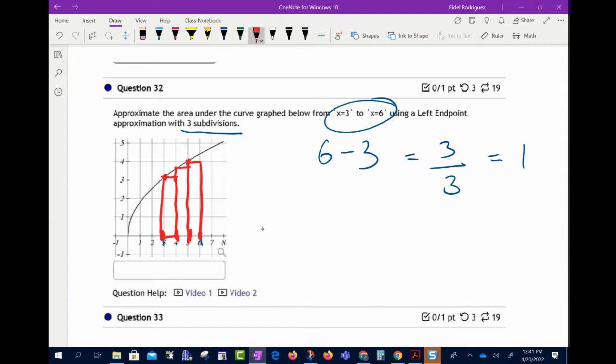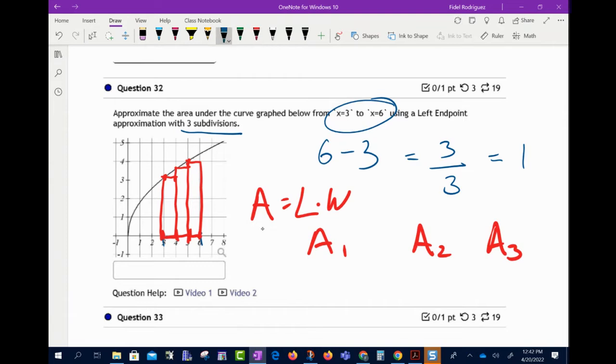So now that I have my rectangles, all we're trying to do is find the area of each of those rectangles. So remember, the formula for the area of a rectangle, y'all, is length times width. We're going to have 3 rectangles, A1, A2, and A3. So the length, or the height, what would you say the height of that first rectangle is? Yeah, I'd probably guess right about 3. The width we know is 1, right?